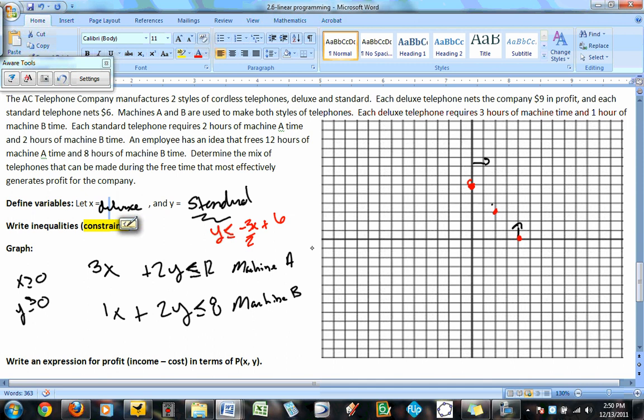All right. And let's go machine B. If I bring this 1x to the other side and divide by 2, I'll have y is less than or equal to negative 1/2 x plus 4. So I'm going to go up 4. Let's make this one in blue here. Go up 1, 2, 3, 4. And I'm going to go down 1, to the right 1, 2. Down 1, to the right 1, 2, and so forth.